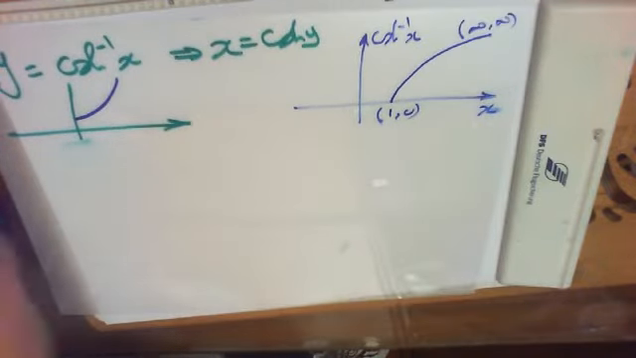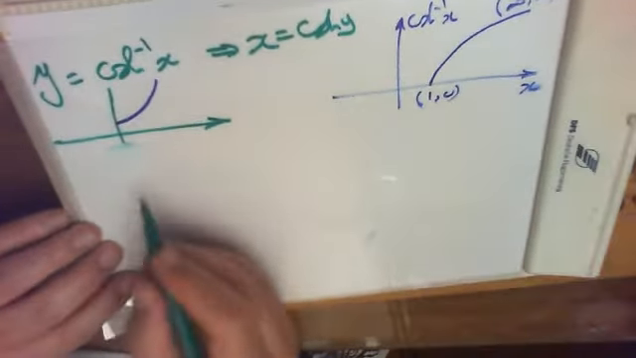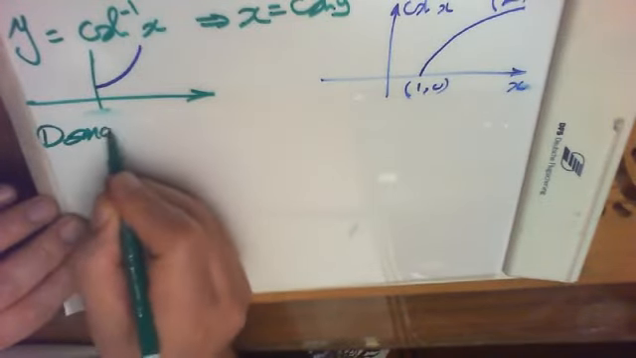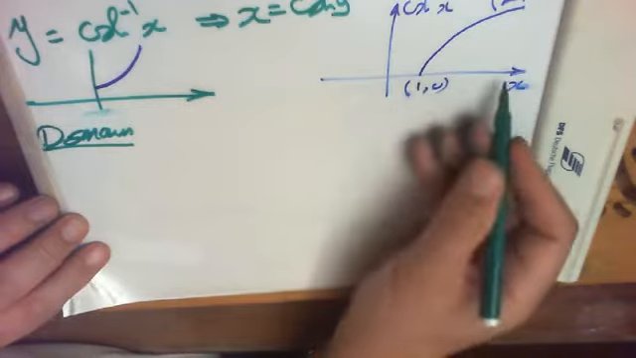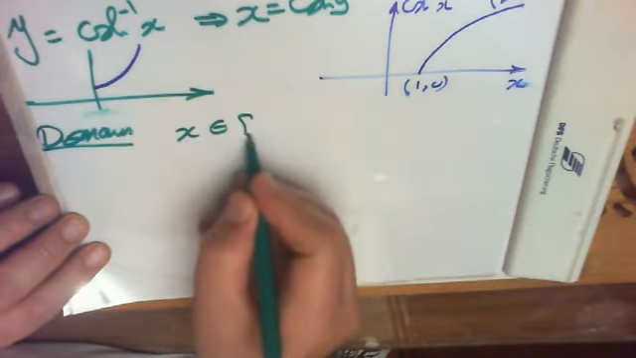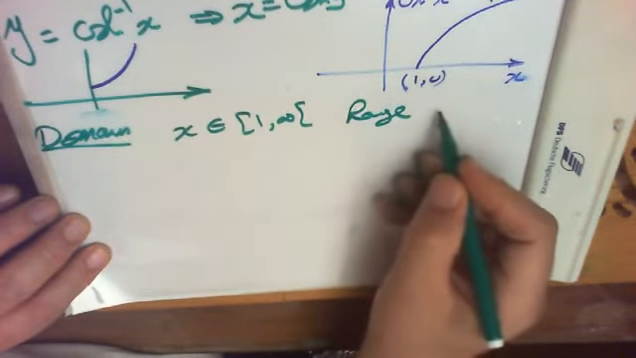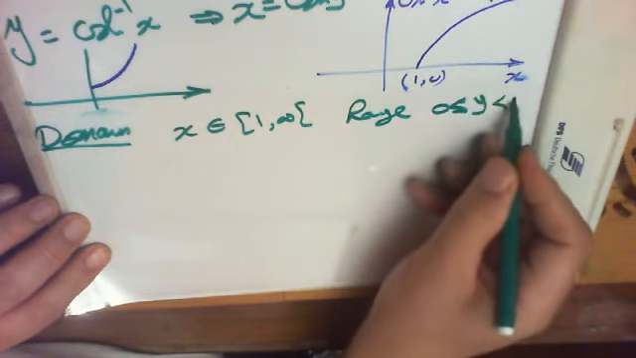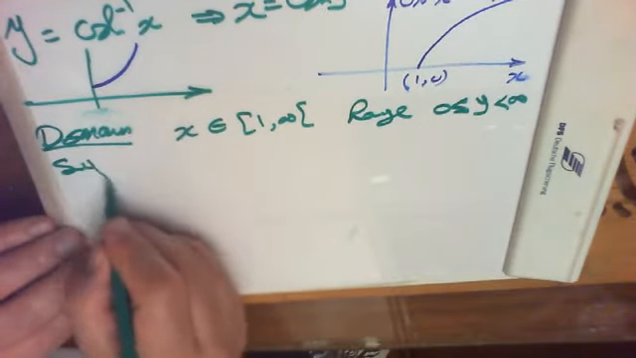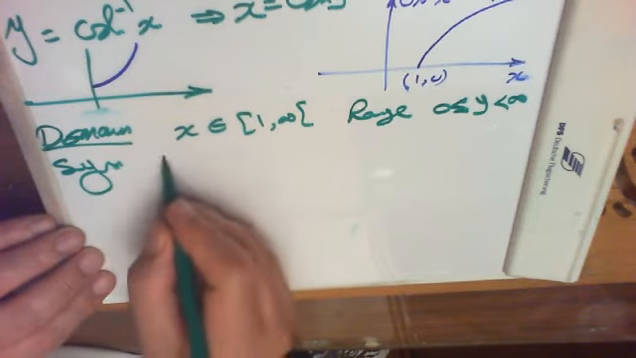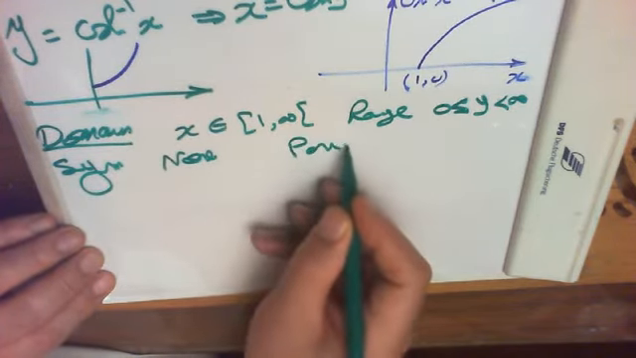Okay? Now, what is the range? What is the domain? What is the symmetry? What is the periodicity? Now, as you see, domain from 1 to infinity, x belongs to 1 to infinity. Range from 0 to infinity. What is symmetry? Even? No. Odd? No. None. Periodicity? None. What is the derivative?